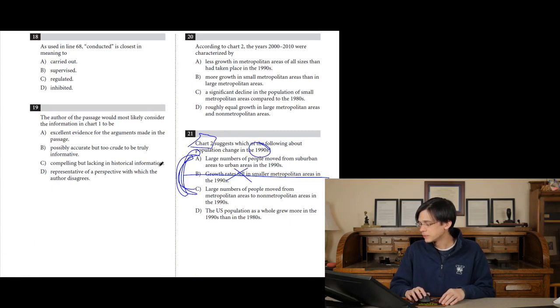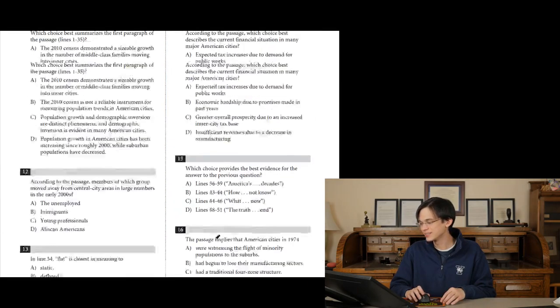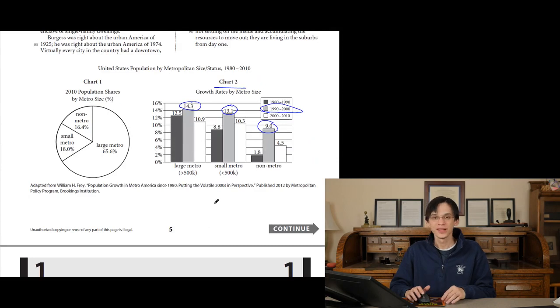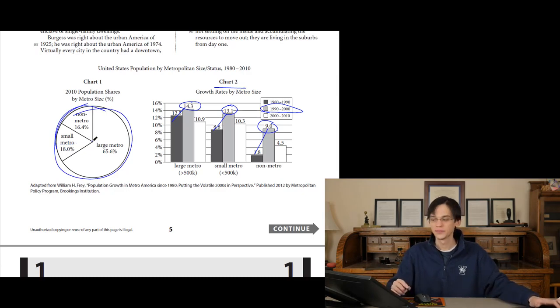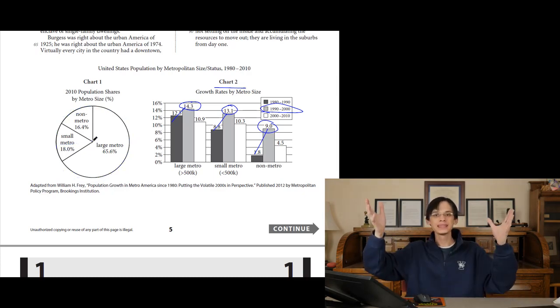What about D? The US population as a whole grew more in the 1990s than the 1980s. Oh man, this is such a good answer. I think it's the right answer because it's true. Answer me this: how is it possible that the growth numbers are increasing in every category? If we have a big pie chart like this, if one of these gets bigger, doesn't the other one get smaller as a result? It's like a zero-sum game. What one gains, the other loses.